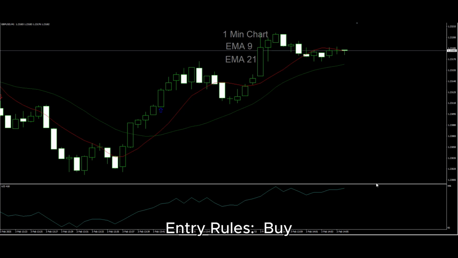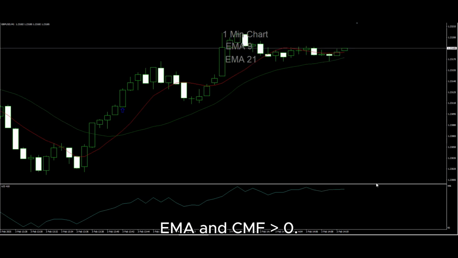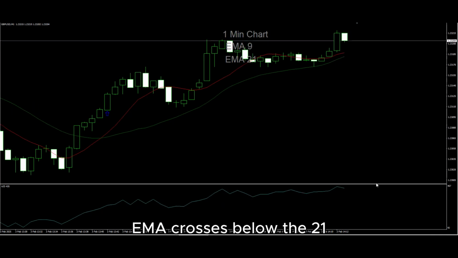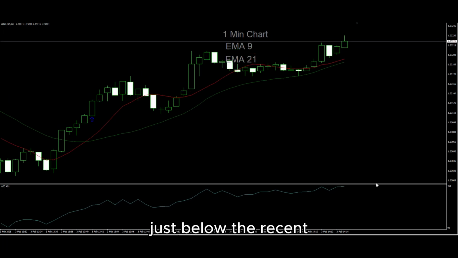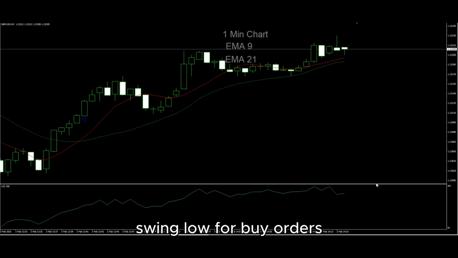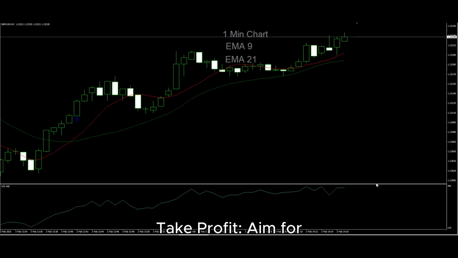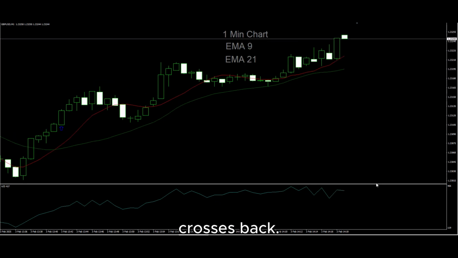Entry rules. Buy setup: when the 9 EMA crosses above the 21 EMA and CMF is greater than 0. Sell setup: when the 9 EMA crosses below the 21 EMA and CMF is less than 0. Exit rules. Stop loss: set just below the recent swing low for buy orders and above the swing high for sell orders. Take profit: aim for quick 10 to 15 pip gains or exit when the 9 EMA crosses back.